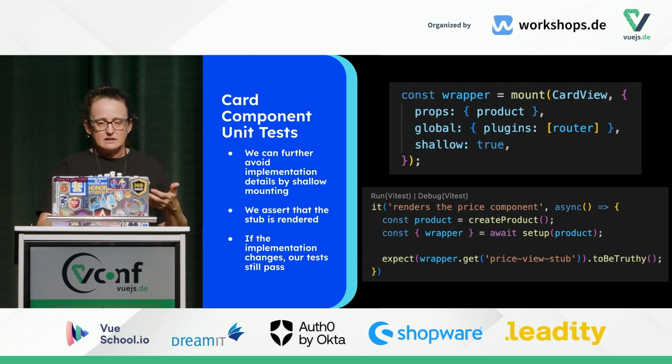Another way I can test that is to use shallow mounting. I can avoid testing implementation details of my child components if I shallow mount my components. In this case, I'm setting shallow to true in my mount function. And then when I test, I'm just going to test to see if the stub is there for the price view. This way, if anything changes on my price component, this test will continue to pass, because all it cares about is whether or not it rendered the component.